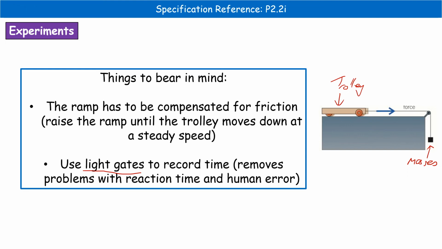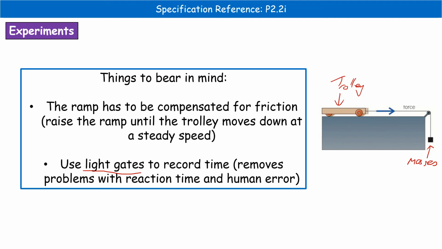Because light gates, quite simply, we'd attach a little bit of cardboard onto here, and then as it passes through, it's going to break the beam on the light gate, starts the timer, and then as it passes through a second one further down, again, it will stop the timer. So that removes the human error side of things.